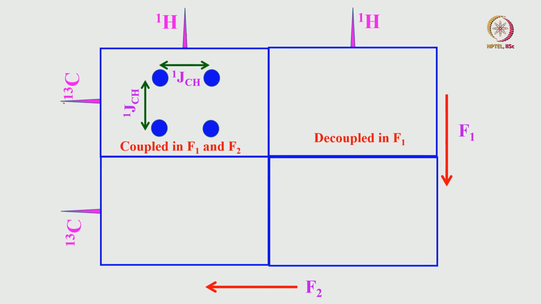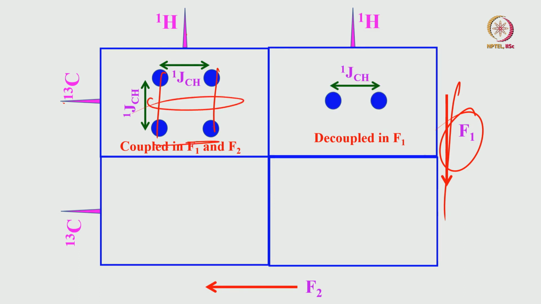I can do one thing. I can decouple in the F1 dimension. Which is the F1 dimension? This one, written here. I can decouple in this dimension and then get the coupling in the F2 dimension. So when I decouple in the F1 dimension, what will happen? These doublets will collapse into a singlet, so you get a singlet at the center.